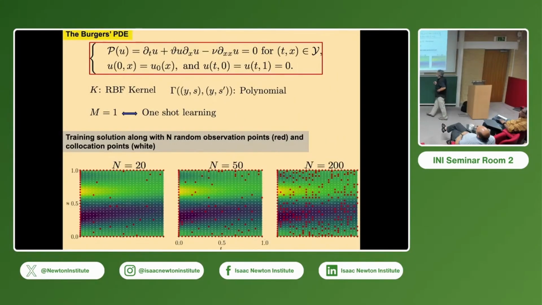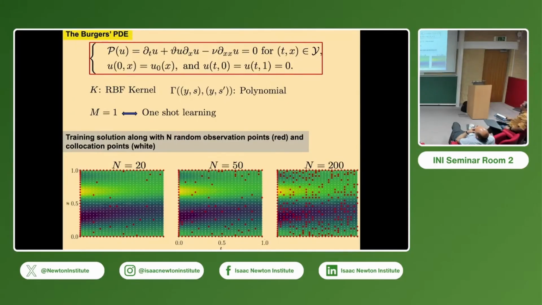Other example, the Burgers PDE. So here, we are going to choose an RBF kernel, like a Gaussian kernel, for K, for U. A polynomial kernel for gamma. Makes sense, the PDE is a polynomial. And we are also going to do one-shot learning. So M is equal to 1. M is the number of source solution pairs.